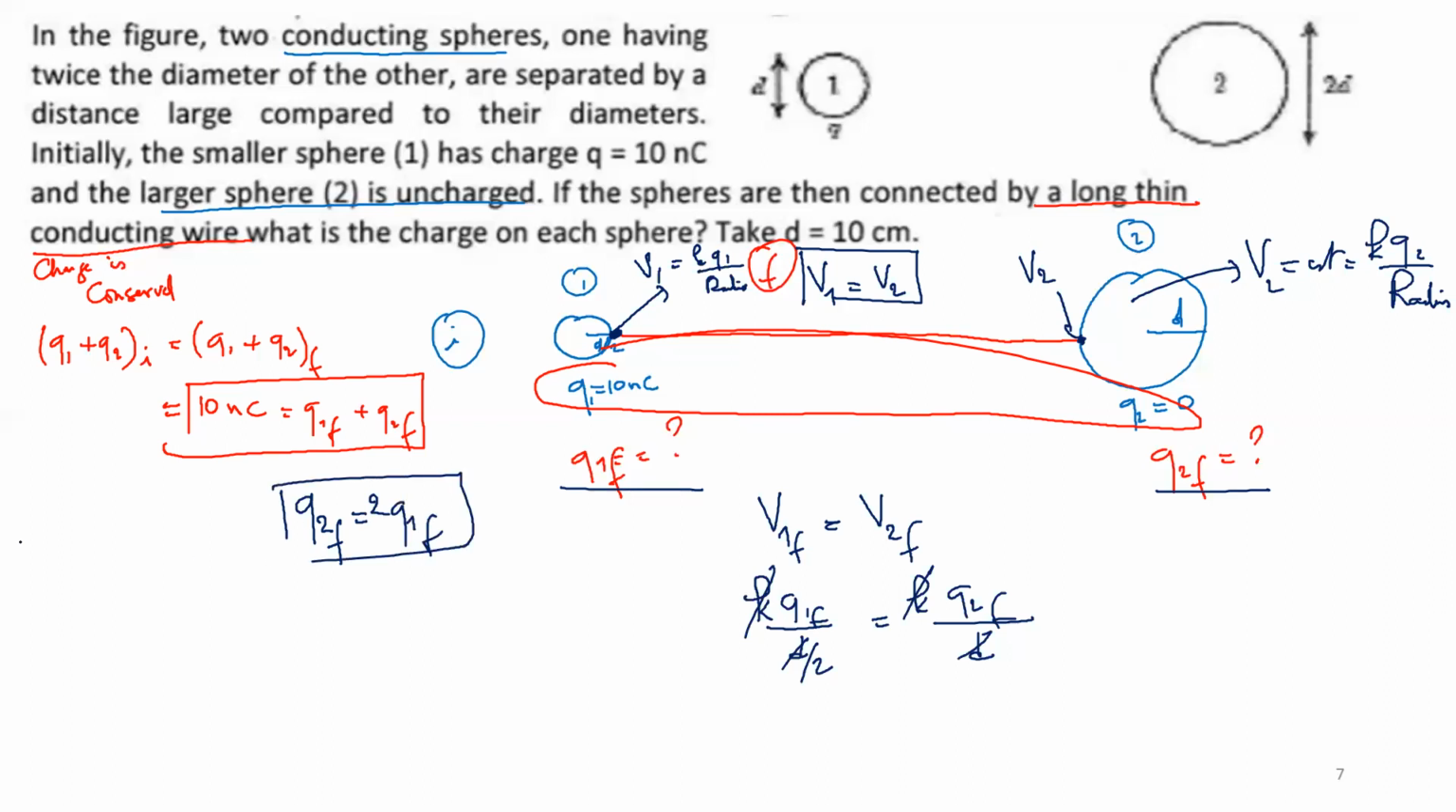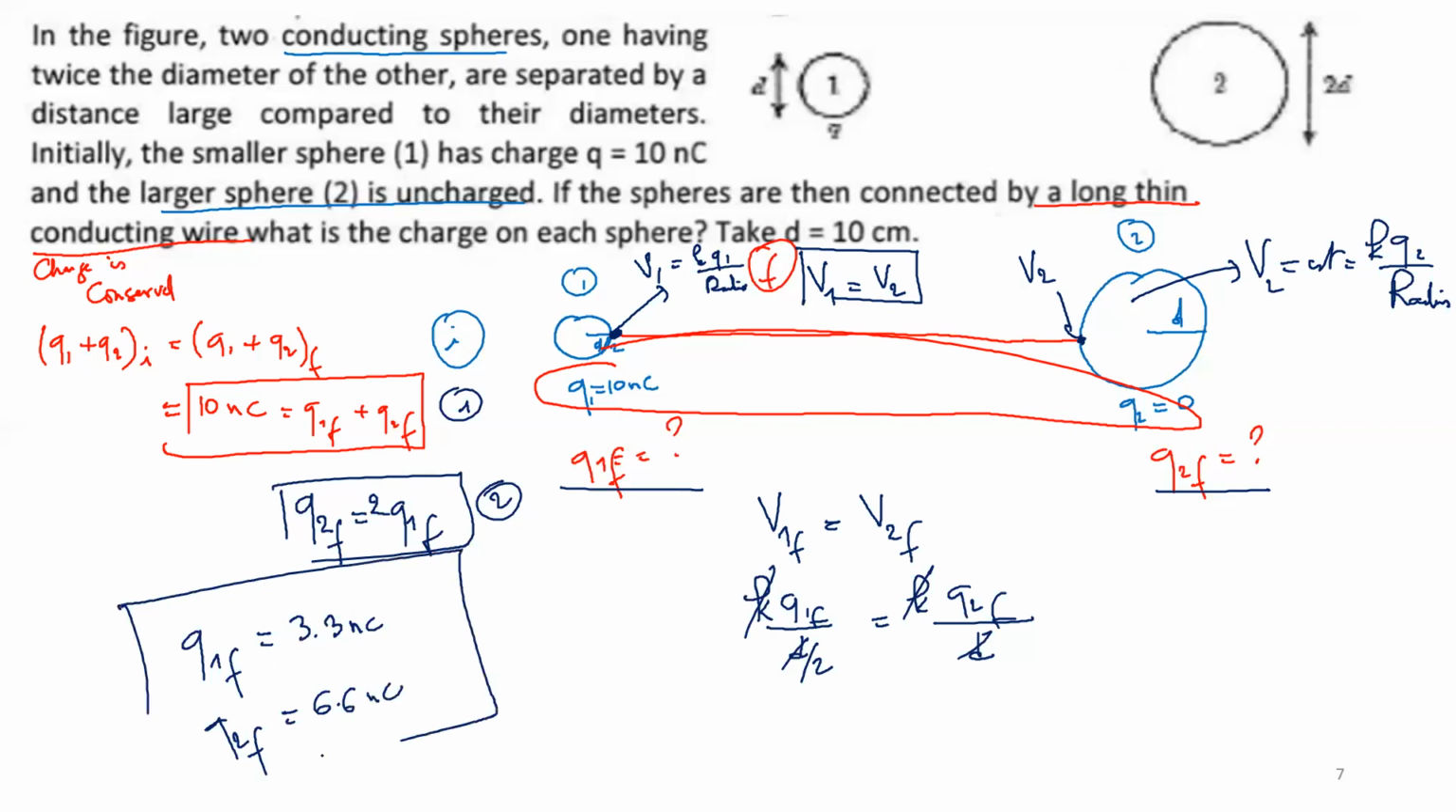Okay, good. Now I have my second equation, for two unknowns. So equation 1, equation 2, I combine them. I will find that Q1 final will be equal to 3.3 nanocoulomb and Q2 final will be equal to 6.6 nanocoulomb. If I add them, of course, I see that I have conservation of charge, 10 nanocoulomb, and you see that Q2 final is 2 times Q1 final.